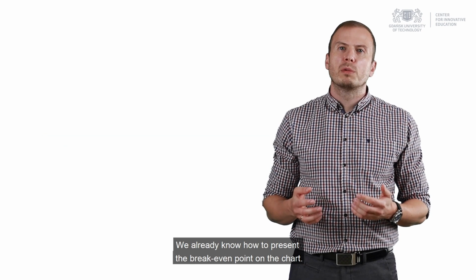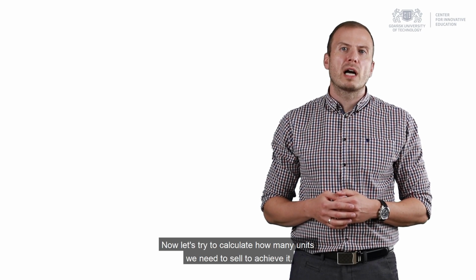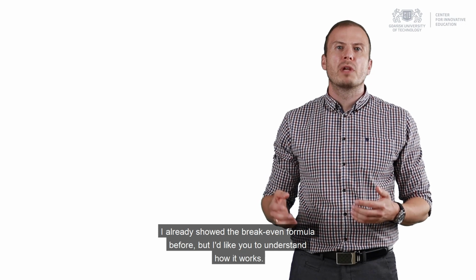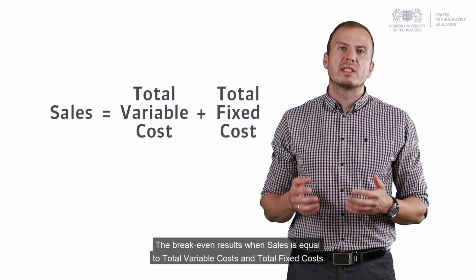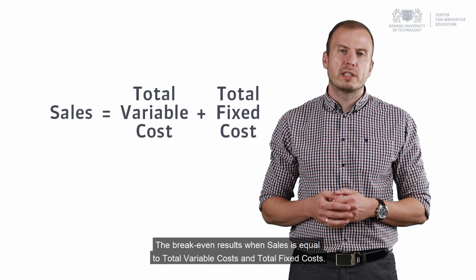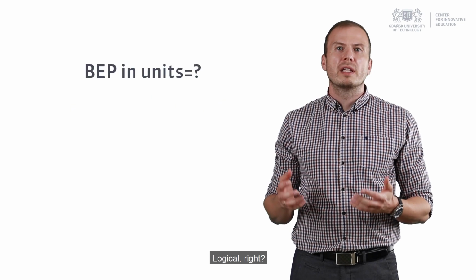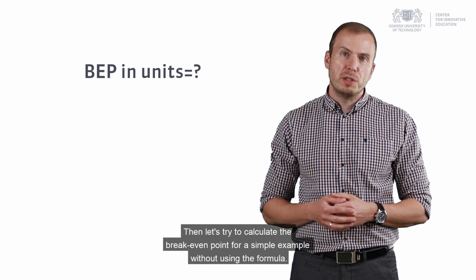We already know how to present the break-even point on the chart. Now let's try to calculate how many units we need to sell to achieve it. I already showed the break-even formula before, but I would like you to understand how it works. The break-even results when sales is equal to total variable costs and total fixed costs. Logical, right? Then let's try to calculate the break-even point on a single example without using the formula.